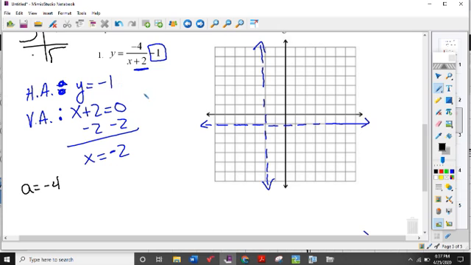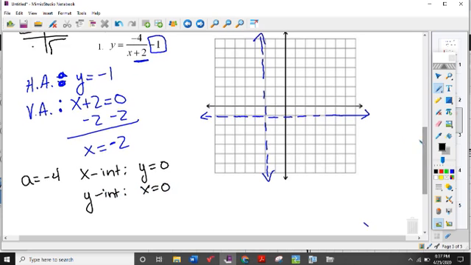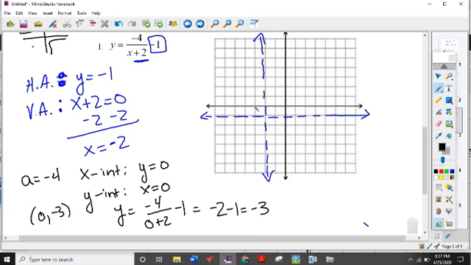Again, you can also find x-intercepts and y-intercepts. That's another option. So if I wanted to find my x-intercepts, that's when y equals 0, and my y-intercepts are when x equals 0. So the y-intercept's the easier one to find. Plug in 0 for x. Negative 4 over 2 is negative 2. Negative 2 minus 1 is negative 3. So one point I can graph is 0, negative 3. So 0, 1, 2, 3. There's one point on my graph.